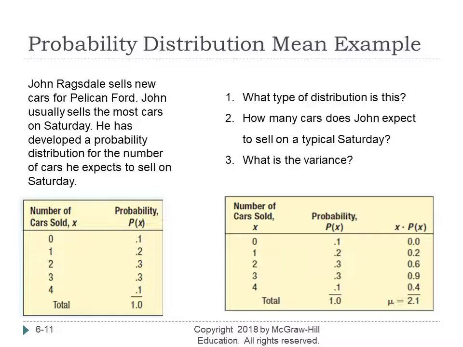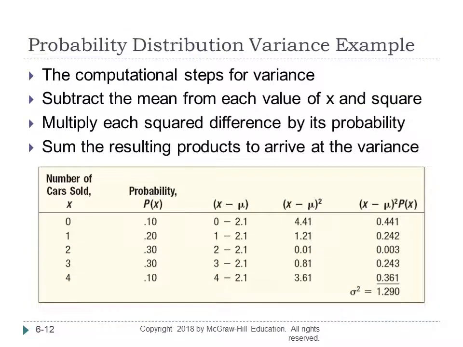Next, we will use the value for the mean because we need to also calculate the variance. But now that we have the mean, we can go ahead and calculate the variance. The computational steps, which we will do in the table: first of all you subtract the mean from each value of x, then square that quantity, then multiply the square of the quantity by the probability for x, and then add the sum of all those products. That will give you the variance.